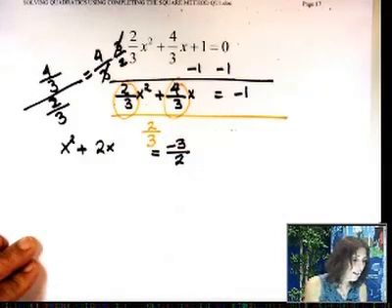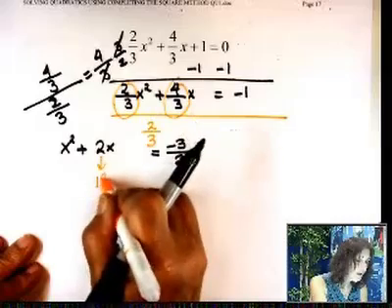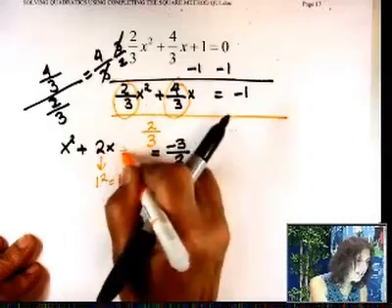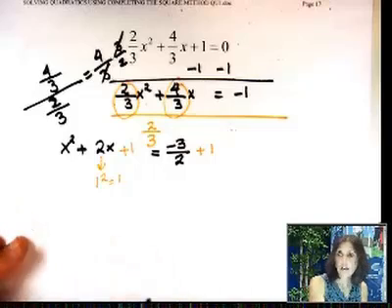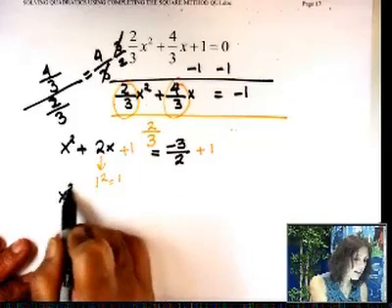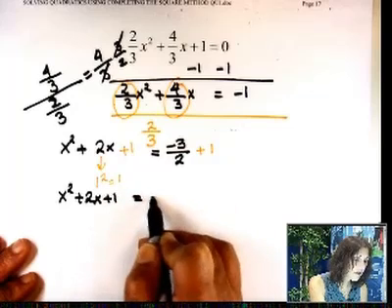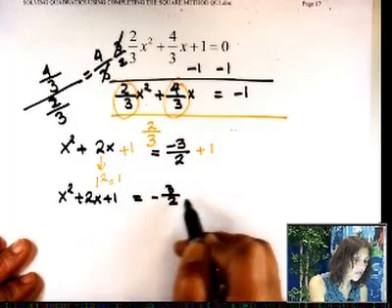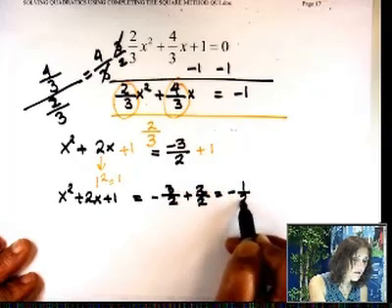All right, very good. Now what am I missing? Take this, divide by 2, that's 1, square it, that's 1. So you're missing a 1. So what do you have on the left? x squared plus 2x plus 1. On the right, negative 3/2 plus 1, which is negative 3/2 plus 2/2, which is negative 1/2. Does it make sense?